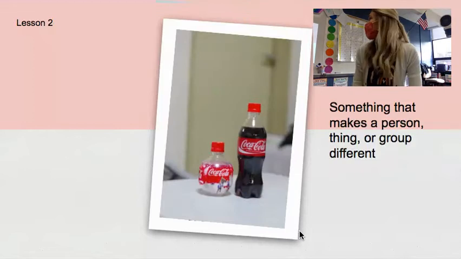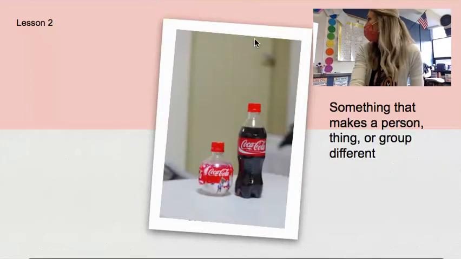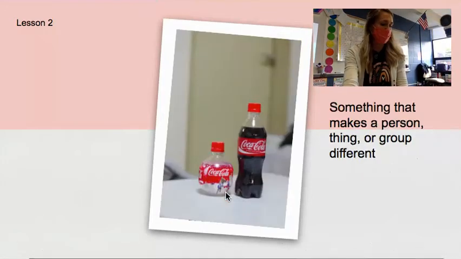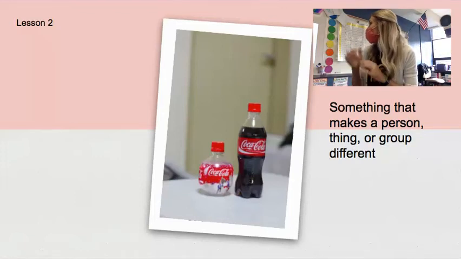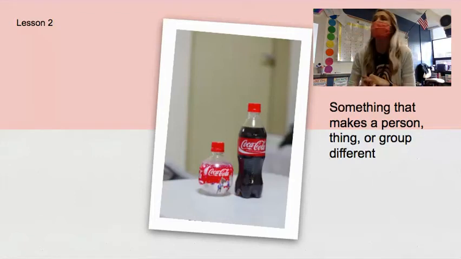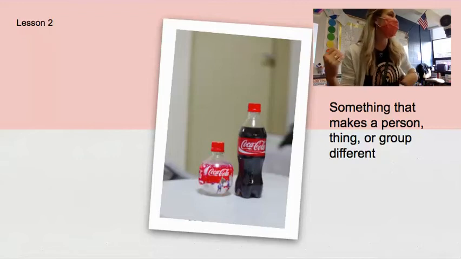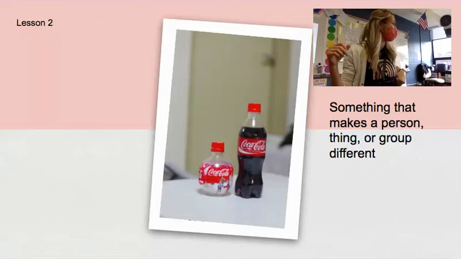Our next word is going to be, oh, look, my word got moved. We'll go back to it. Our next word is going to be characteristics. You can't see it. It got hidden by the bottles. But it's just something that makes a person, thing, or group different. So these aren't people, but it's a group.